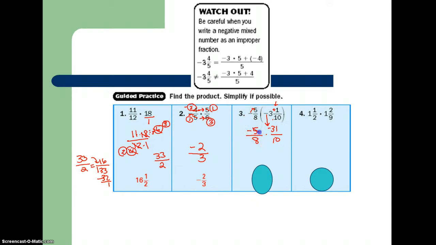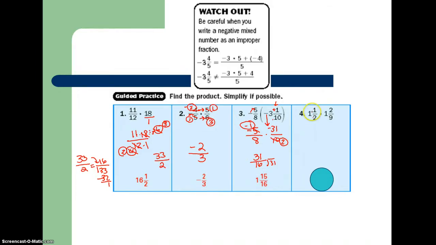Divide out common factors. Each divide by 5. Negative 1. And 8 and 31 do not. So we have positive 31, 2 negatives make a positive, over 16. Make it into a mixed number. And you have 1 and 15 sixteenths.